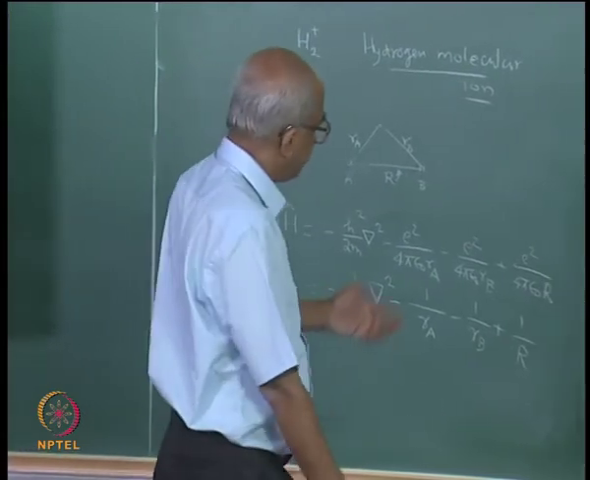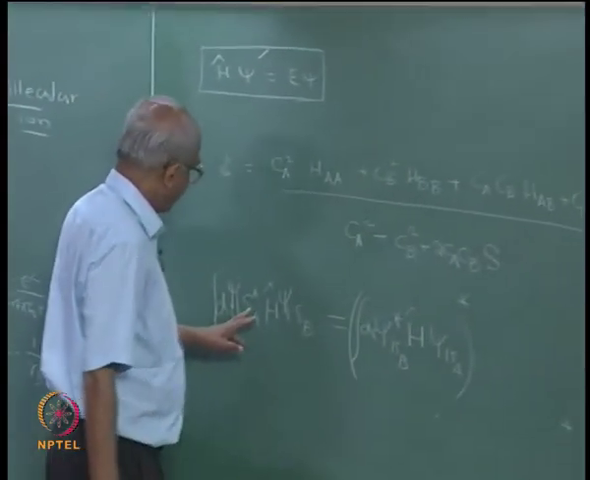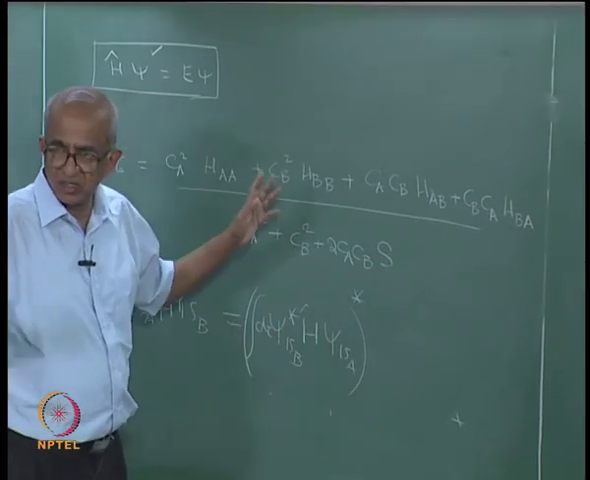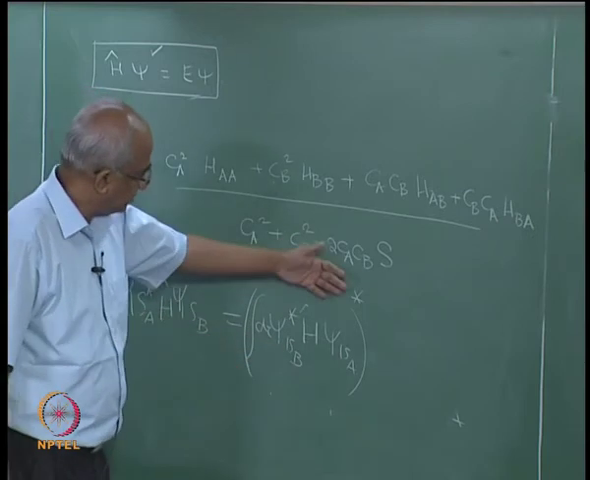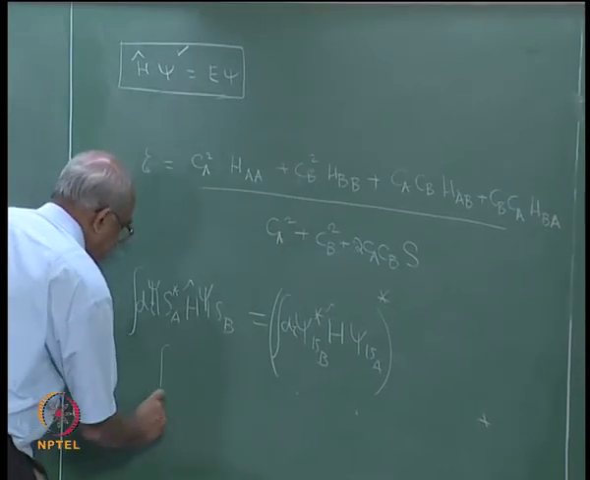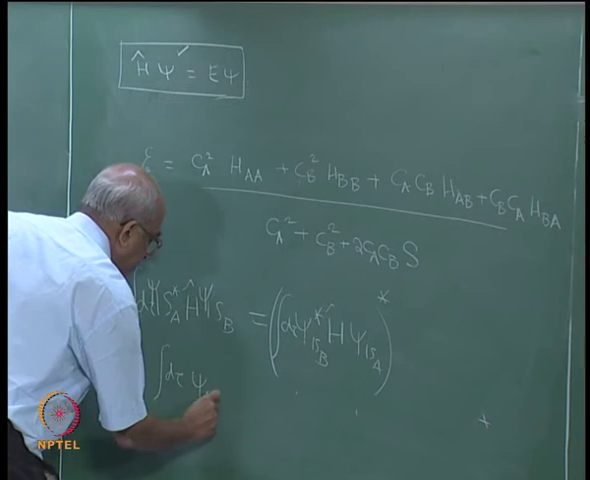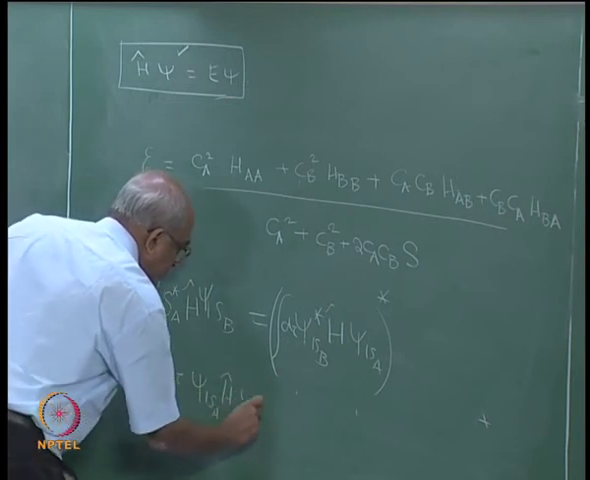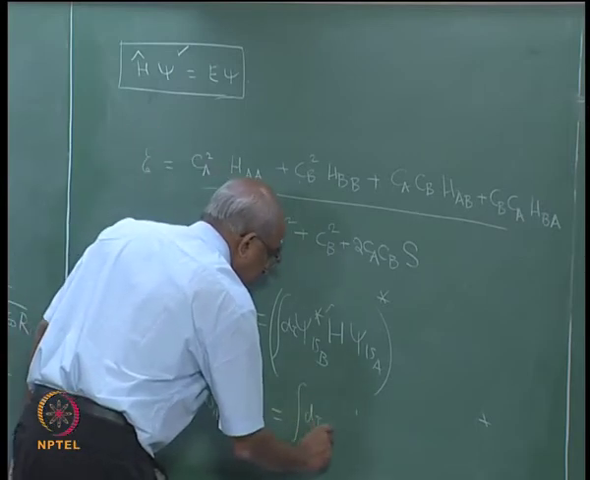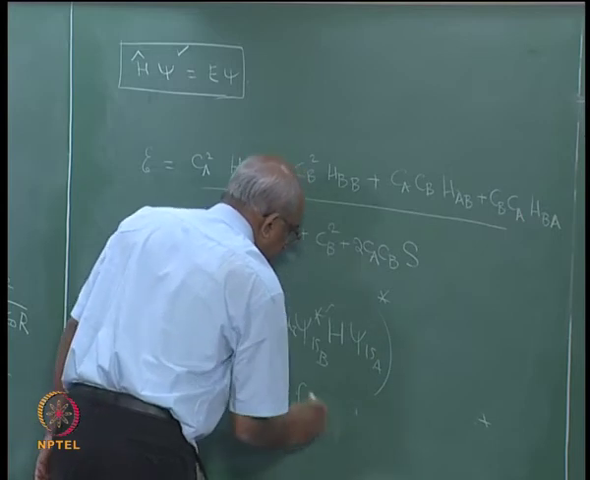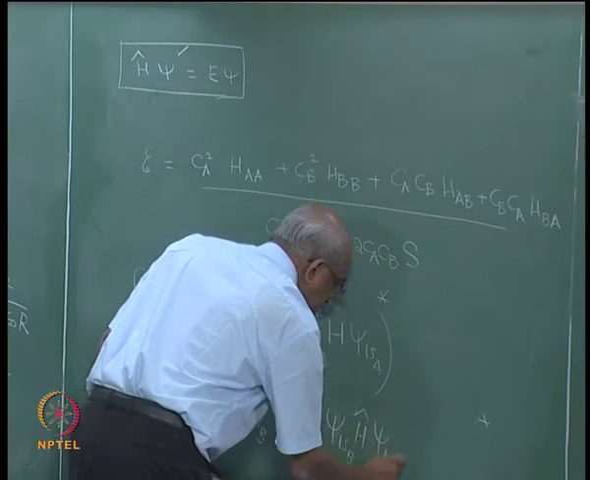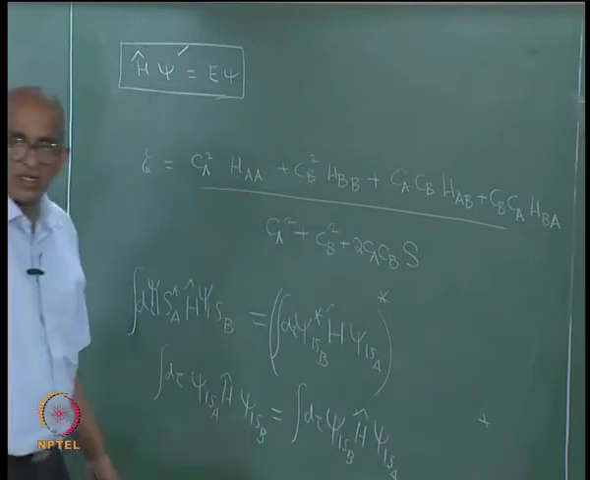But then we know that everything in here is real. psi 1SA is real, psi 1SB is real, H is real. You can look at the Hamiltonian, there is no square root of -1 anywhere. So you see these star operations have no effect. So what is it that I will get? I will get integral d tau psi 1SA H psi 1SB is equal to integral d tau, sorry, not H, psi 1SB H psi 1SA. This is the answer that I will get.